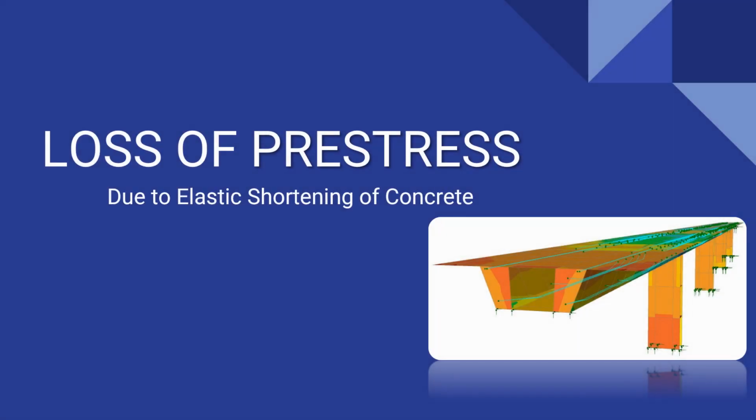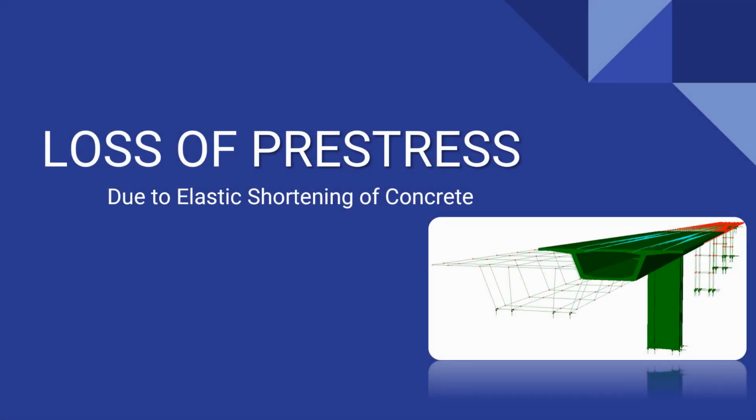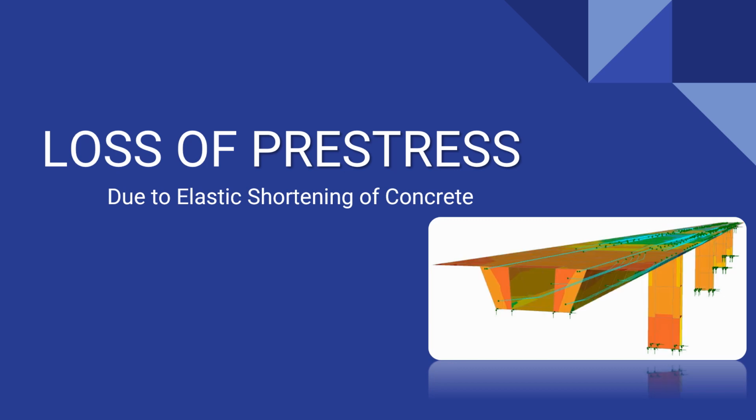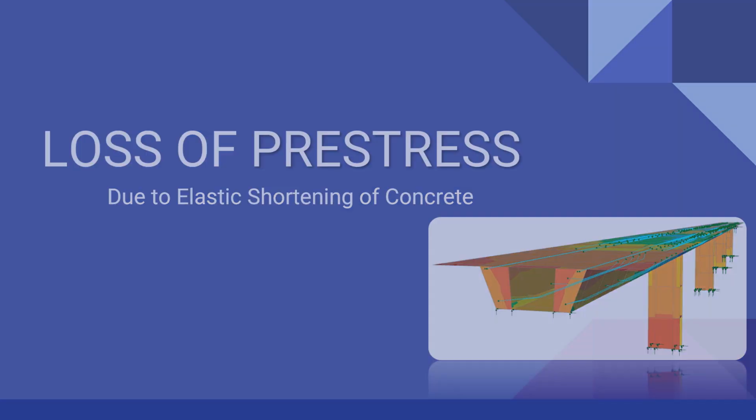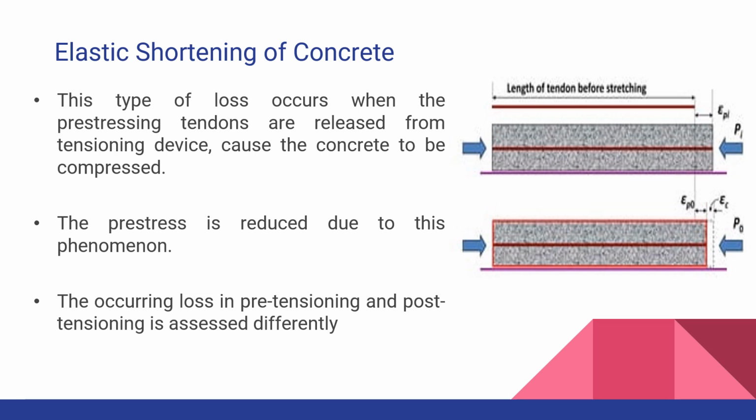Hello everyone, in this video we are going to discuss loss of prestress due to elastic shortening of concrete. Elastic shortening of concrete happens when the prestress in tendons is released from the tensioning device, which causes the concrete to be compressed. This process reduces the prestress applied to the prestressing tendon. The loss occurring in pre-tensioning and post-tensioning is assessed differently.